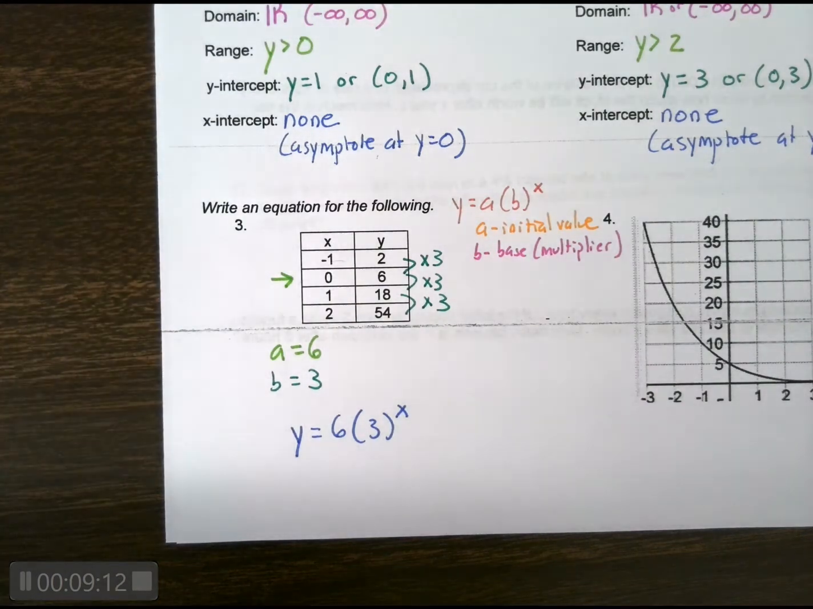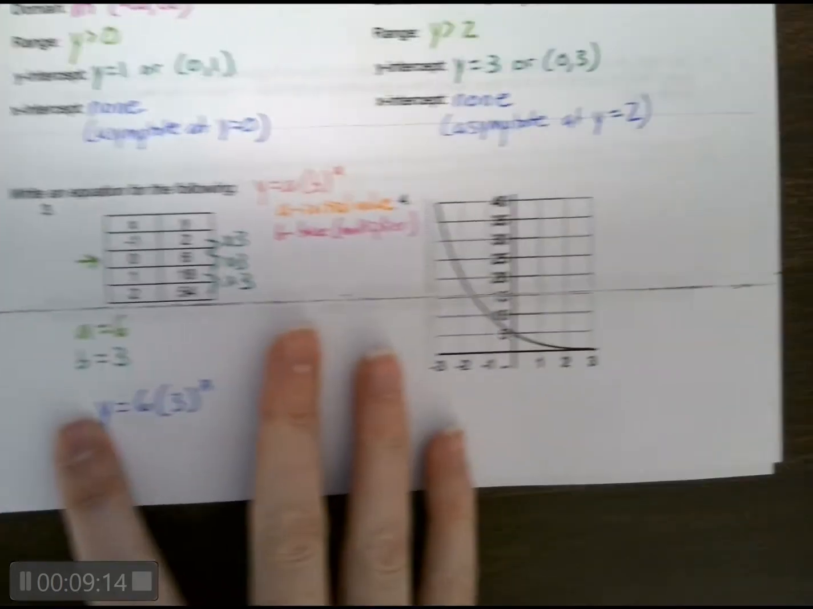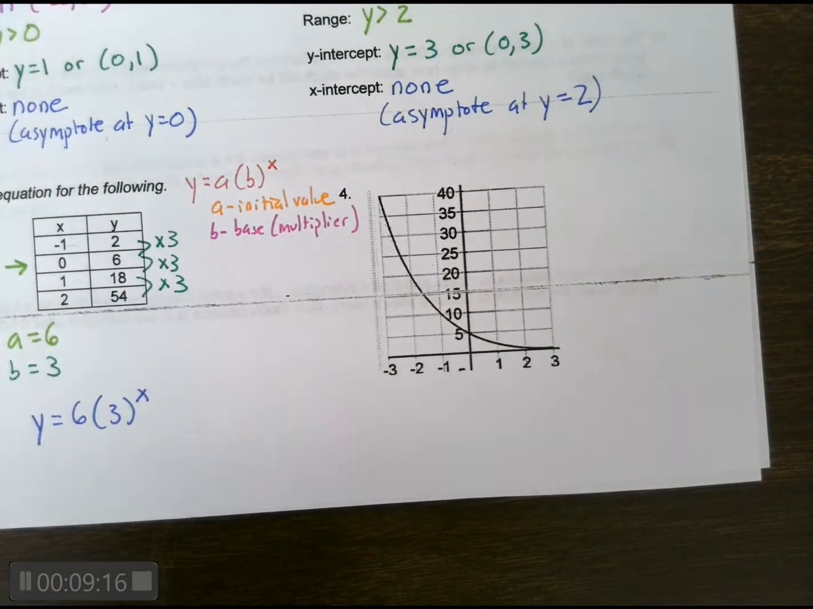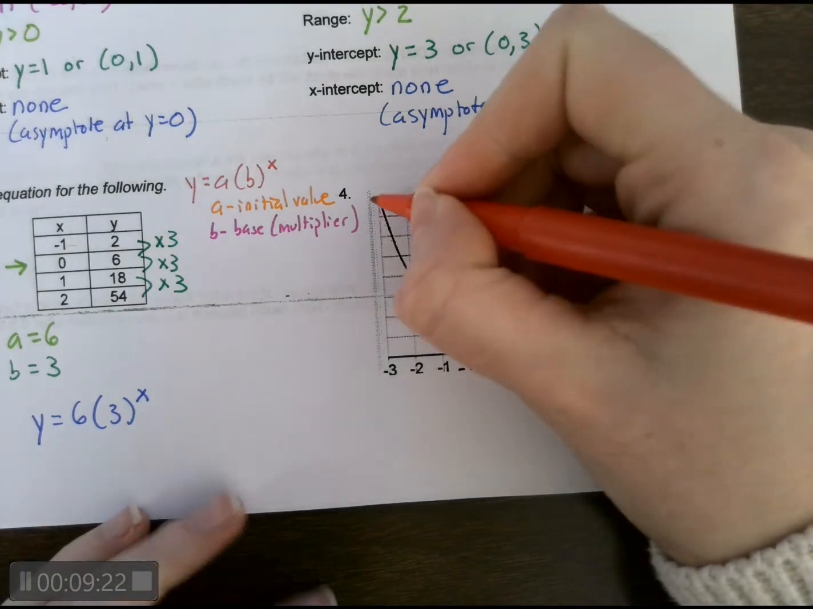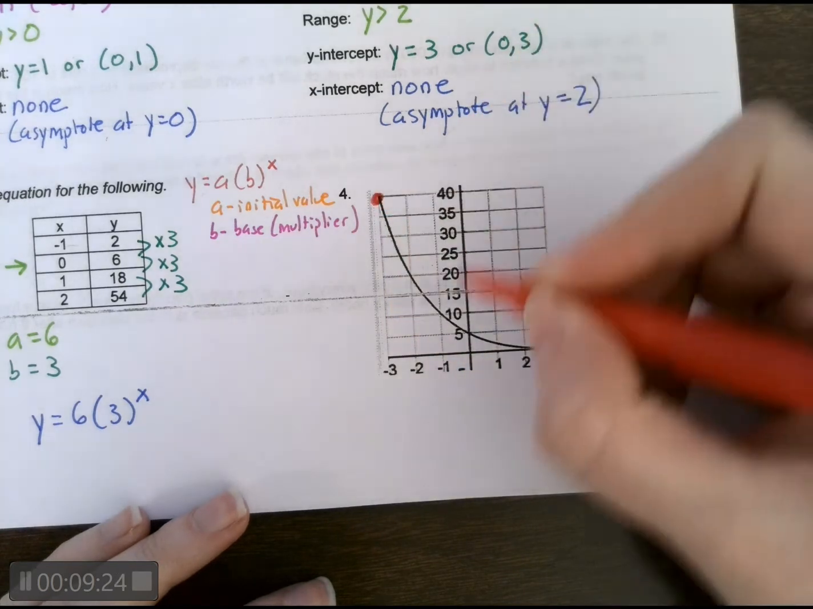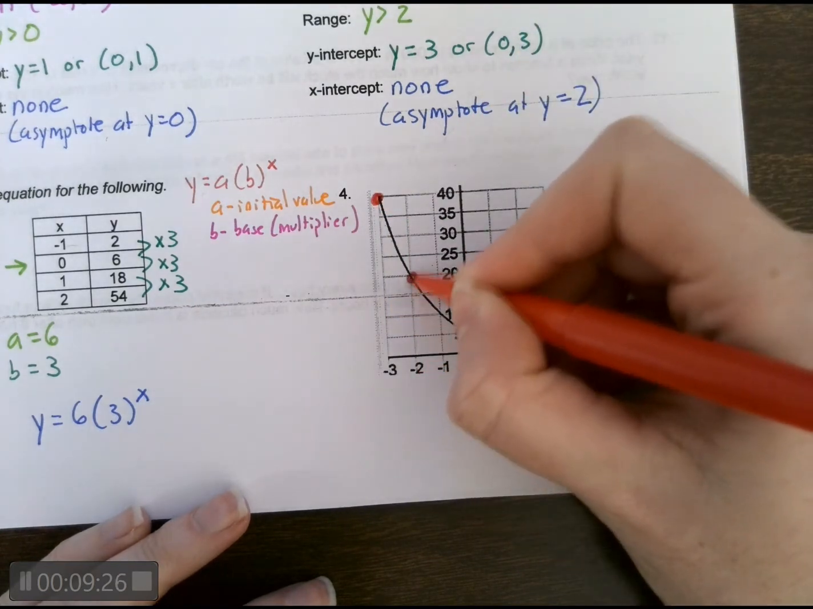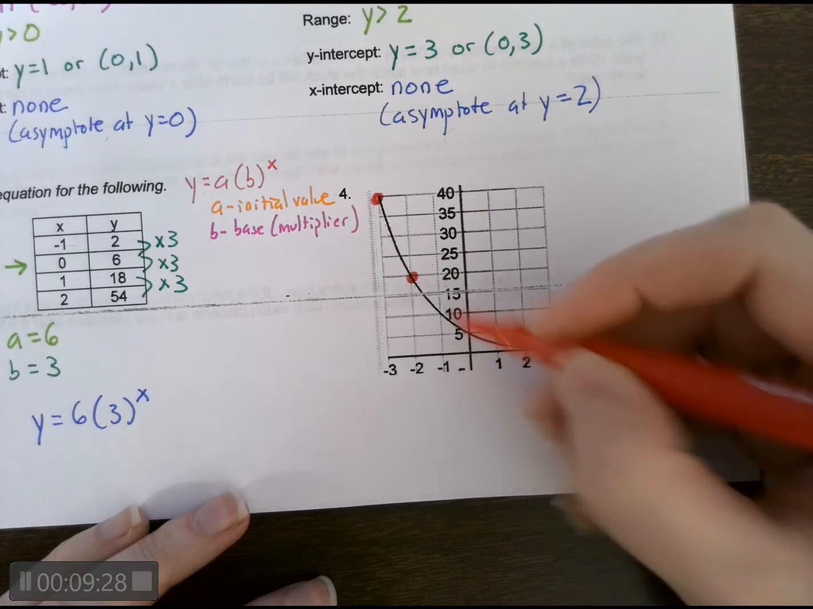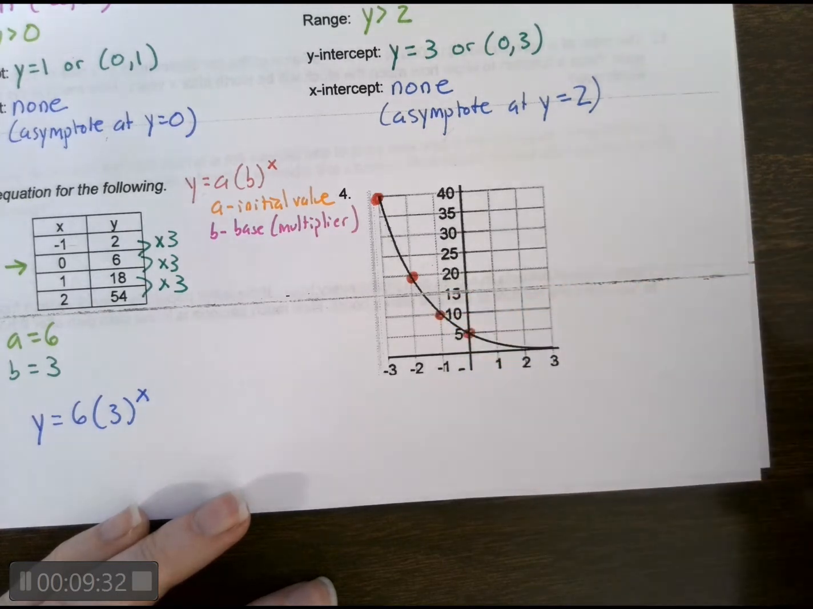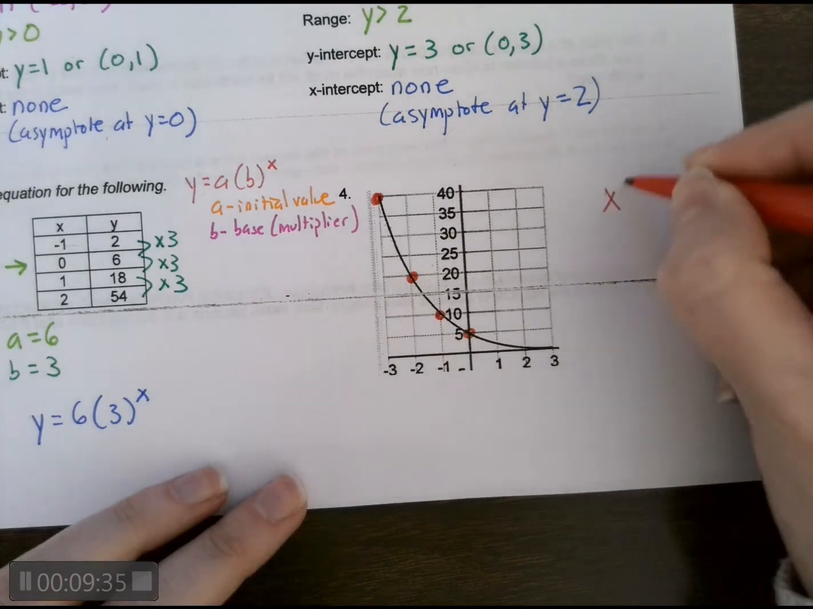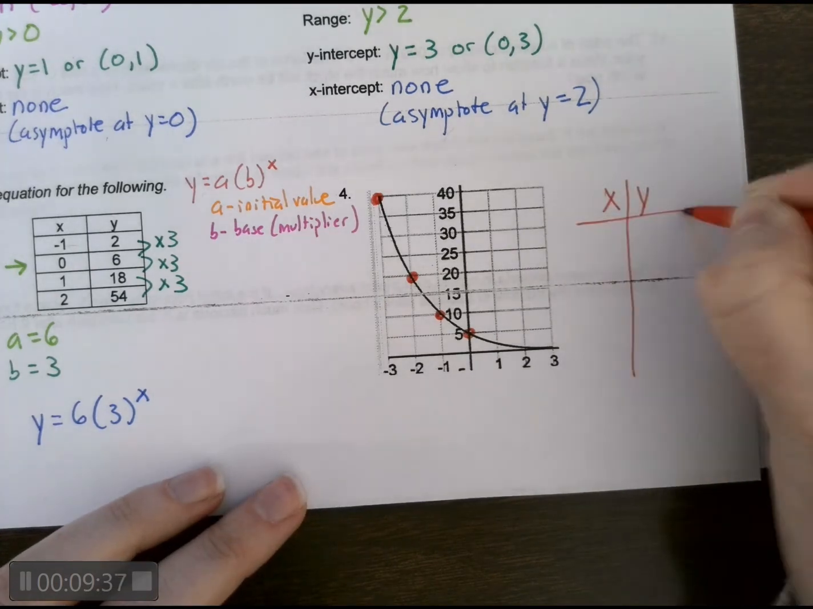Alrighty. Now let's take a look at our graph. For this one, we actually have to plot some points. We have the points (-3, 40), (-2, 20), (-1, 10), and (0, 5). So let's make a table of values using those points.